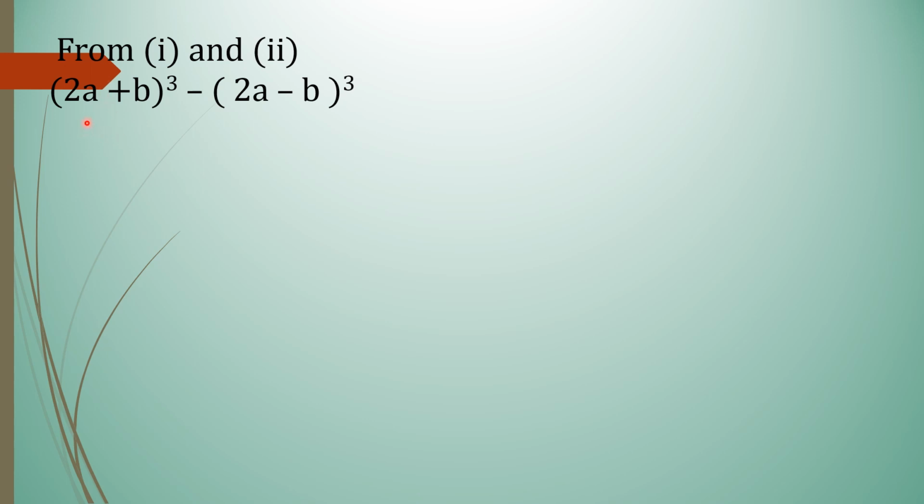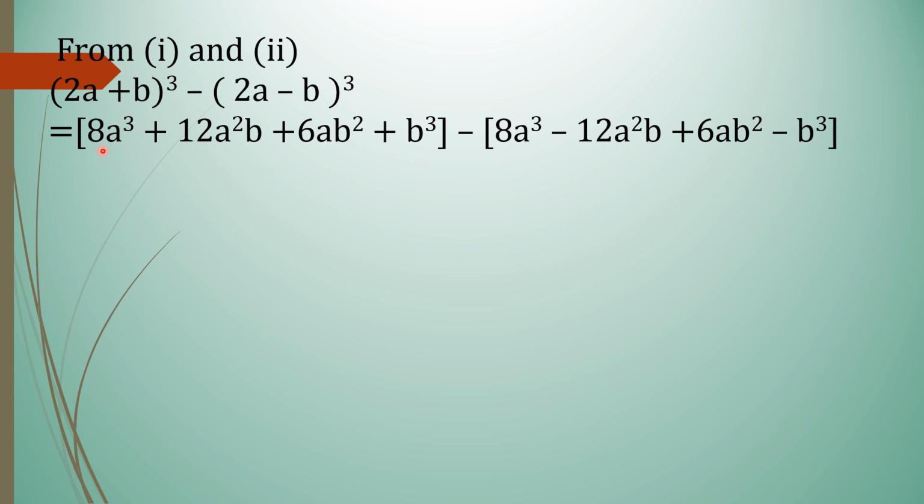So first, what we got the answer for this, let's write down that first. In square bracket, that is 8a cube plus 12a square b plus 6ab square plus b cube. Okay, then close the bracket, students. Then minus sign, you'll put minus. Now for this, what you got the answer, you'll write down, that is 8a cube. In bracket, you'll write down 8a cube minus 12a square b plus 6ab square minus b cube. Close the bracket.